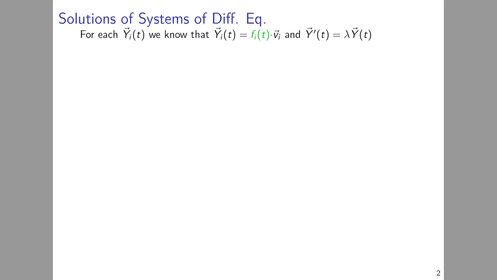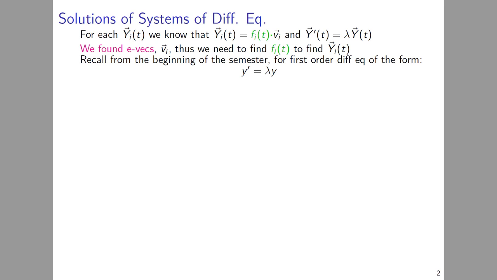Now, for each of these yi, we know that it can be written as a scalar multiple f of t times the eigenvector v, and that y prime is equal to lambda y. We found the eigenvectors v1 and v2, thus all we need to do is find fi to be able to find the straight line solution yi. To figure out how to do this, we want to think back to the beginning of the semester.